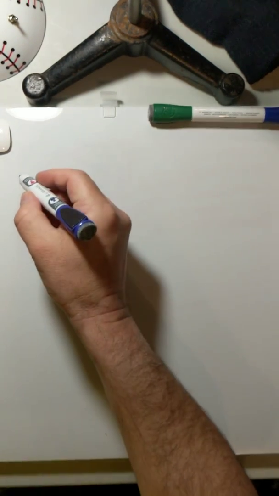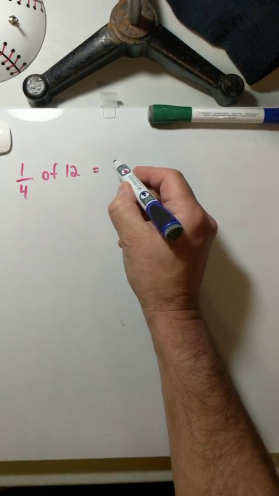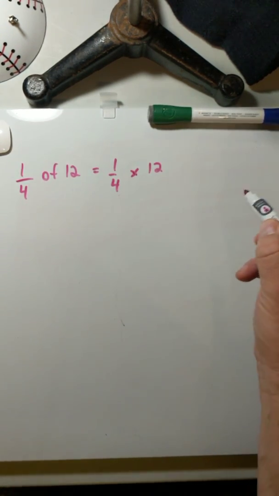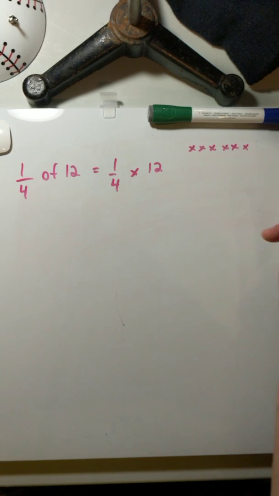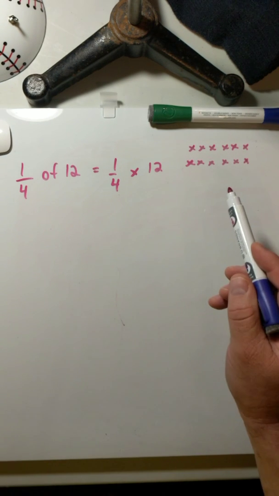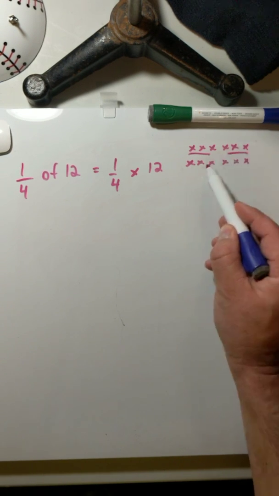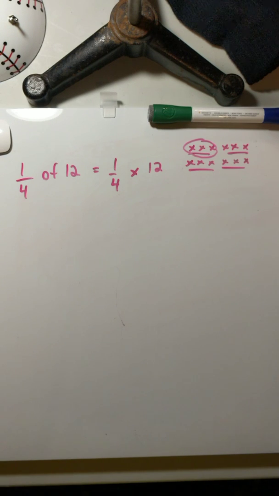Okay, a short review here of multiplying fractions. So if we had 1/4 of 12, I would rewrite that as 1/4 times 12. Now we could think of 12 objects, and finding 1/4 of those 12 objects. And so if we break 12 objects into 4 equal groups, you would find that 3 is 1/4 of 12.